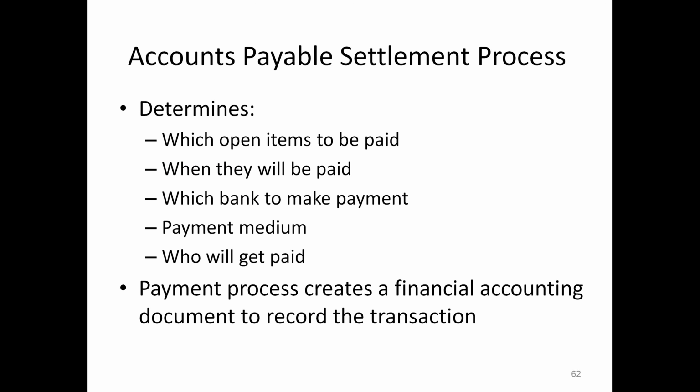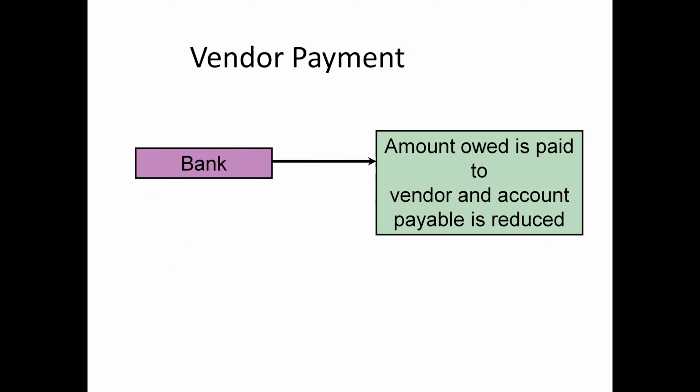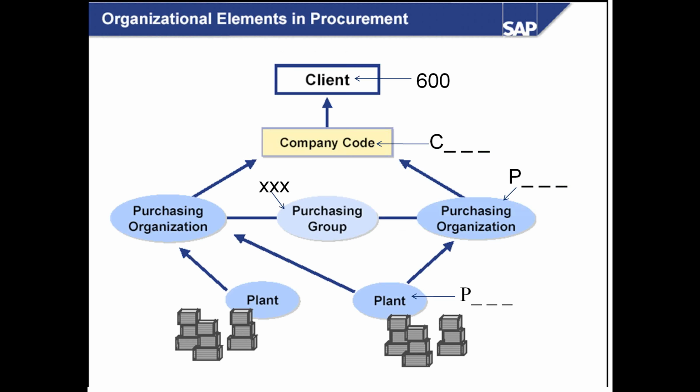Invoice payment is the settlement process. This is more for the finance people; we don't need to do it. The payment program is again for the finance people. Vendor payment is where there is a bank and the amount owed is paid to the bank and the vendor is paid. You don't need to worry about that because that is more for the finance people. This is what we talked about.